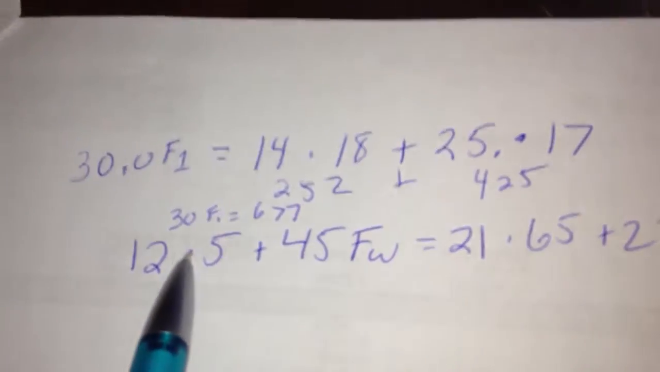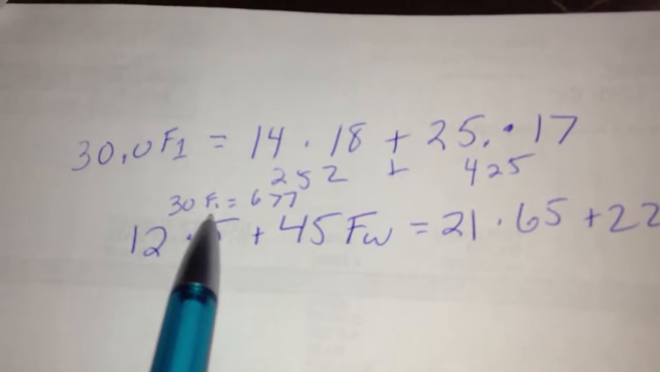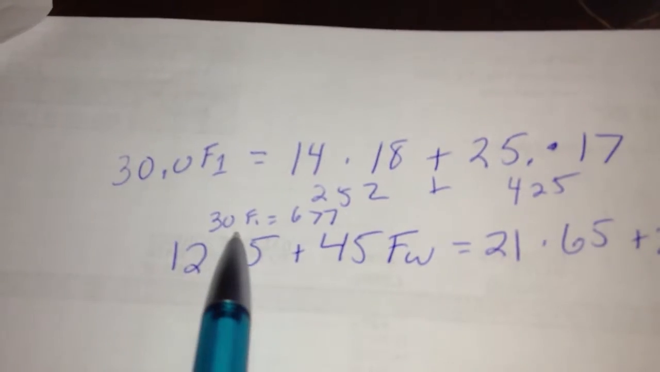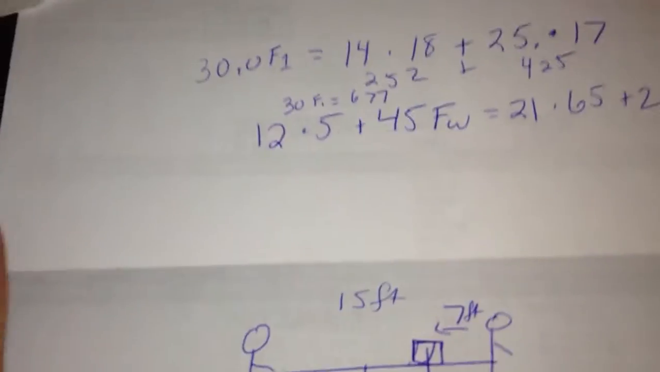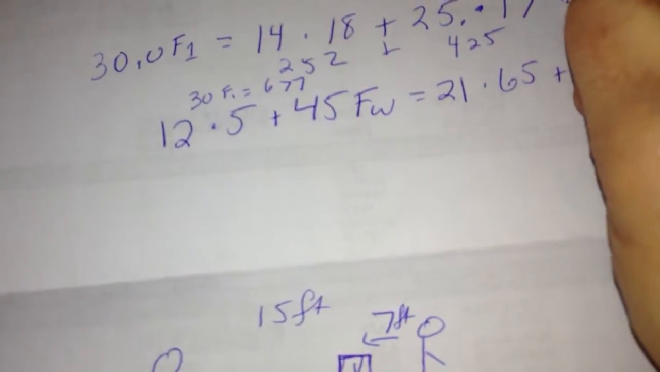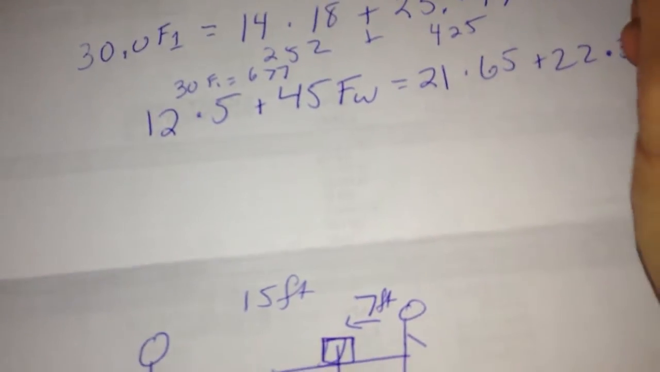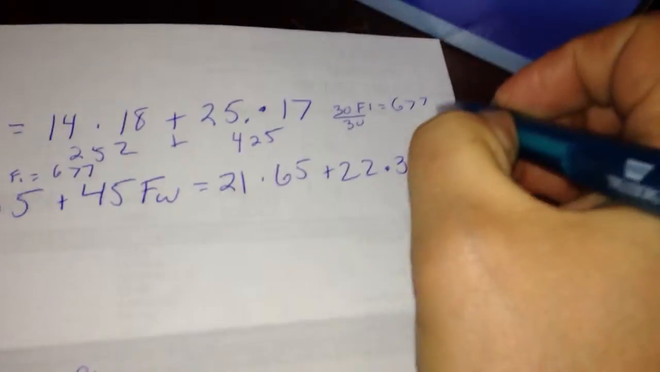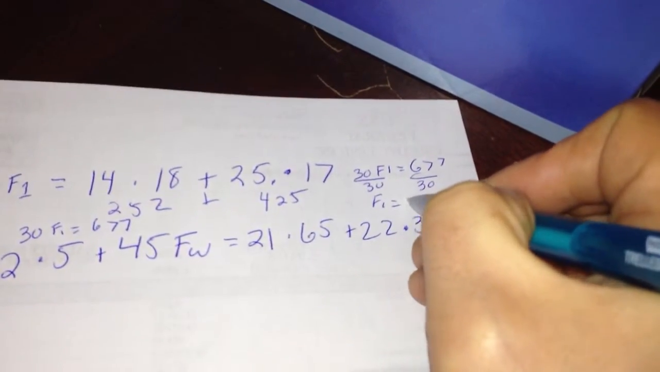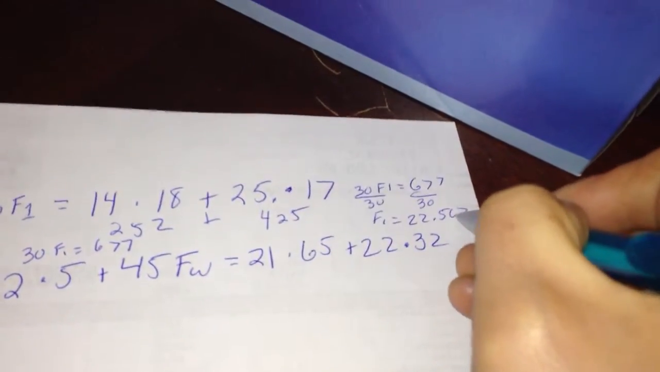Now, remember, when we're solving equations, we want to get the variable, which is our F1 here, by itself. So we have 30 times F1. So we want to do 677 divided by 30. So we got 30 F1 equals 677, divide both sides by 30, because we want to do the opposite of multiplication, which is division. So we have F1 equals, doing a calculator, 22.567, and it repeats 66666 going on forever.